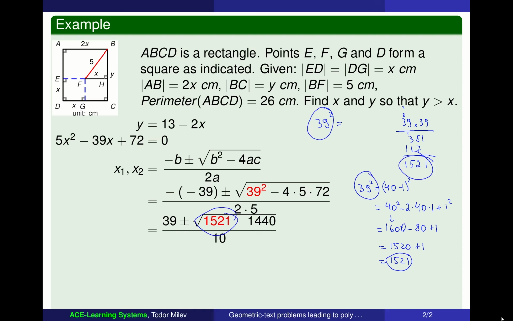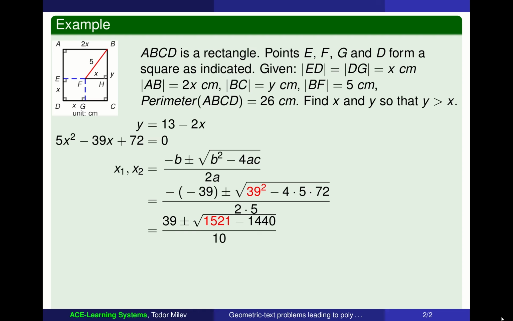Okay, so the slide is correct. And let's compute the other one. 4 times 5 times 72. That's certainly equal to, well, the product of these two guys is 20. So 20 times 72, which is equal to 2 times 72 is 144 times 10. So that's 1440. So that is correct as well.